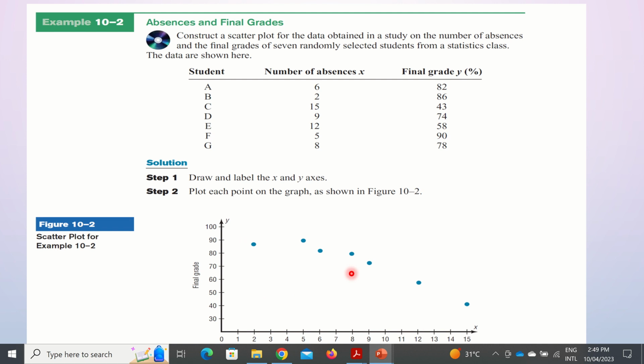You see, in this case again the data has a linear relation, and obviously the line will be sloping downward, so it means this data has a strong negative relationship.